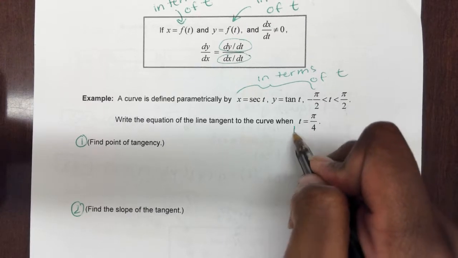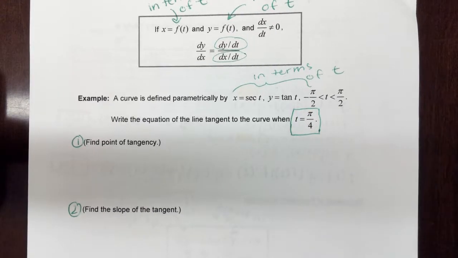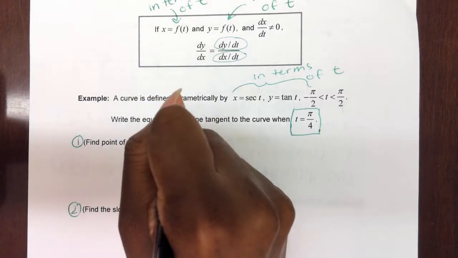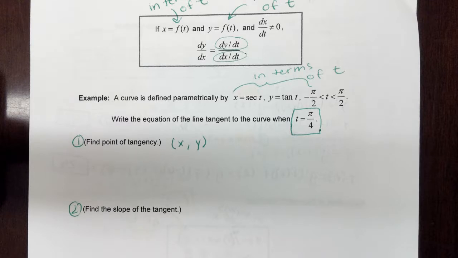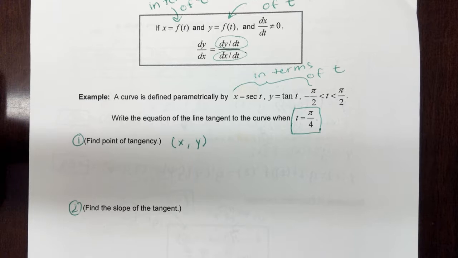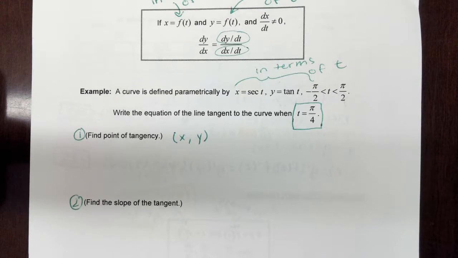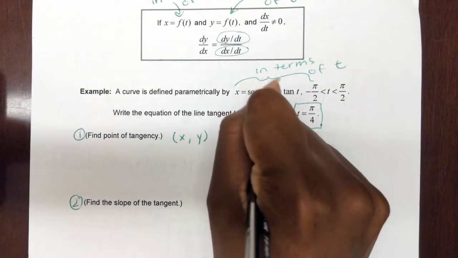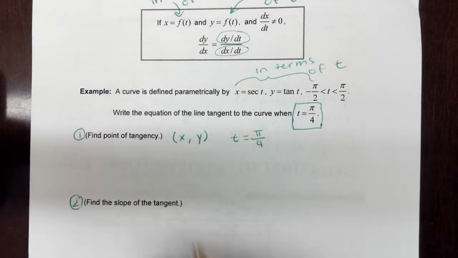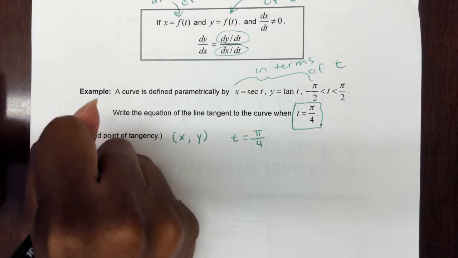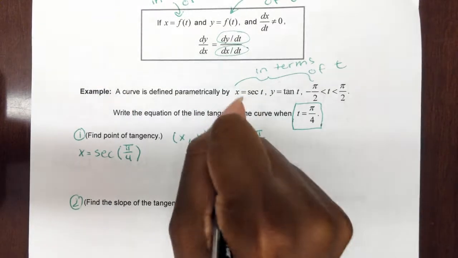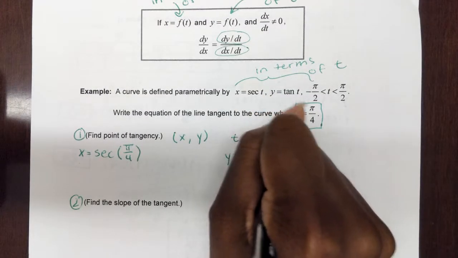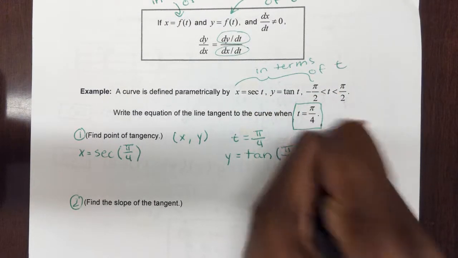So we know t is pi over 4. So to find the point of tangency, we need x and we need y. So if t is equal to pi over 4, we're going to substitute that into my x equation and my y equation to find x and y. So x is going to be equal to secant of pi over 4. And y is going to be equal to tangent of pi over 4.